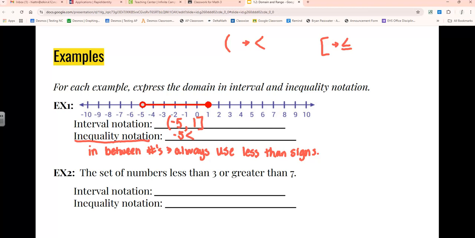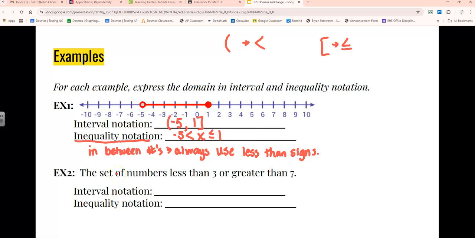You're going to put the variable in the middle. They didn't tell us what the variable was here, so I'm going to use an X because that's what we typically do. And then I'm going to use a less than or equal to 1. You always want to use less than signs if it's in between two numbers. The only numbers that will make this true are the numbers between -5 and 1.